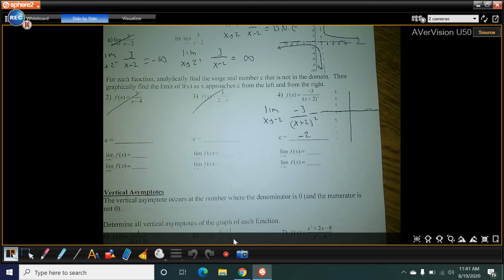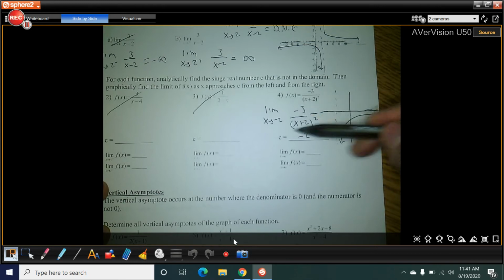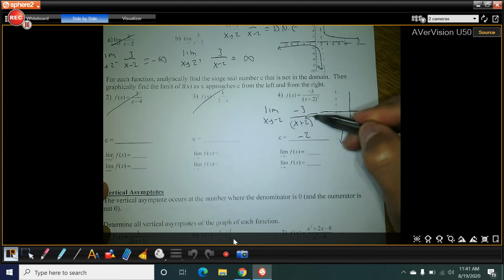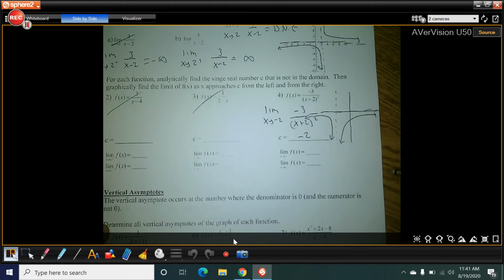Now, when I graph this, if you plug in some values, so if I plug in 0, 0 plus 2 is 2 squared, a positive number. Negative divided by positive is going to give me a negative number, which means this part of the graph would probably be somewhere down here. And because this is negative and this is a square, no matter what I plug in, this is always going to be positive. So negative divided by positive is also going to be a negative, which means that this graph is going to look something like this.